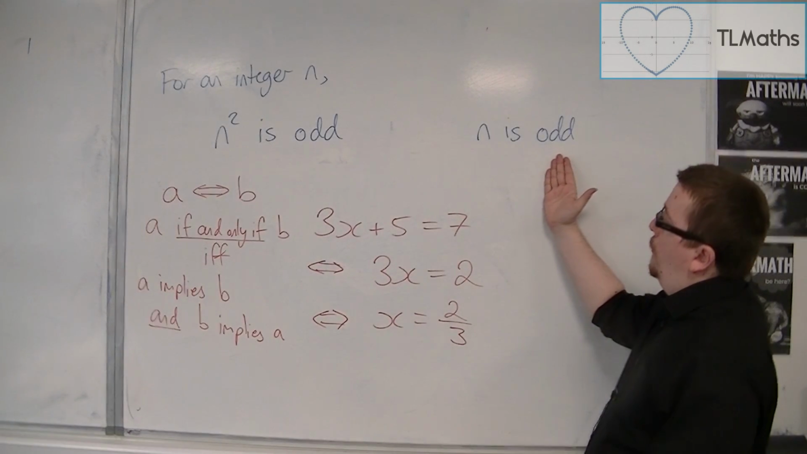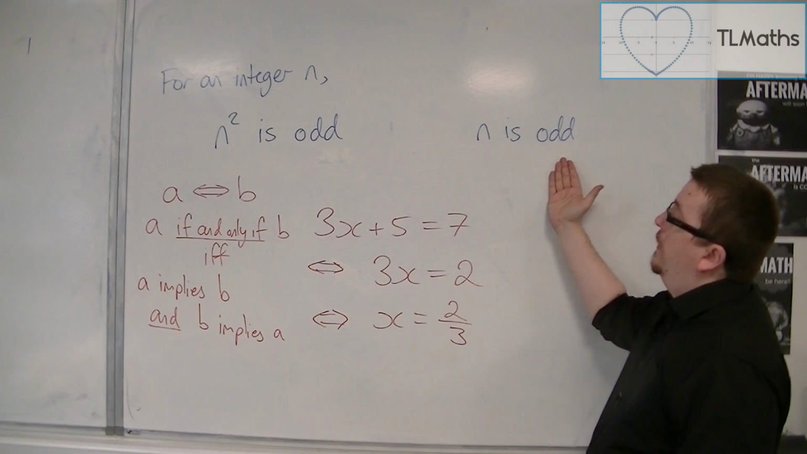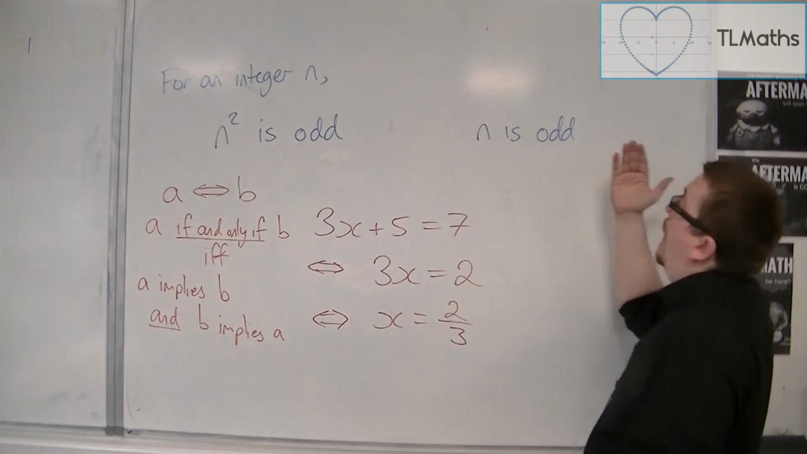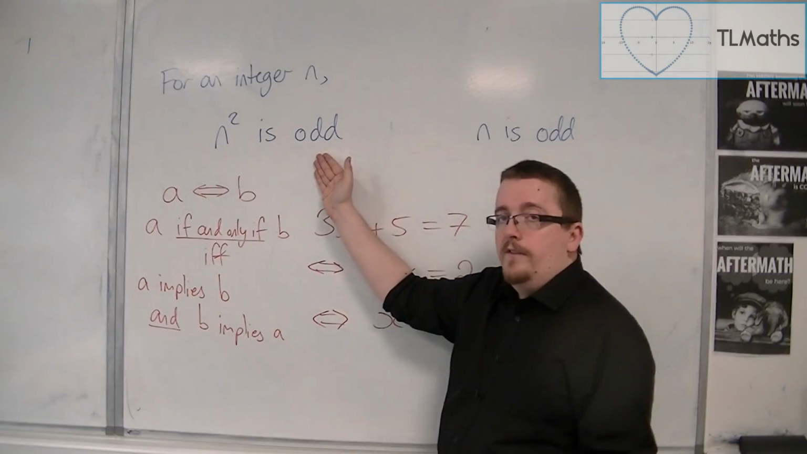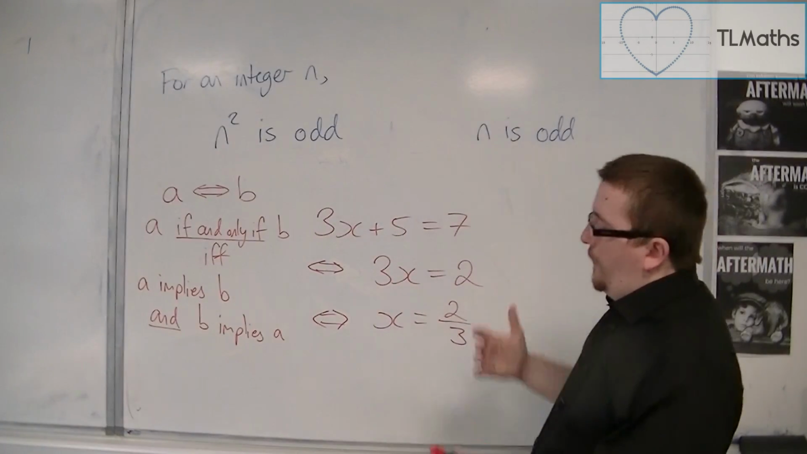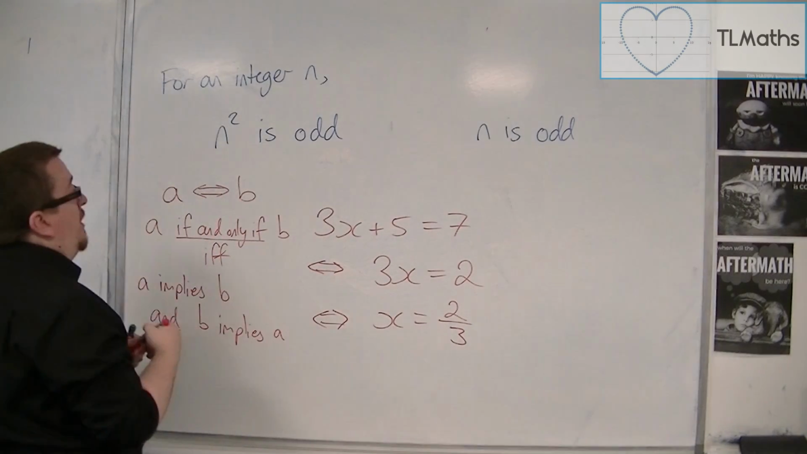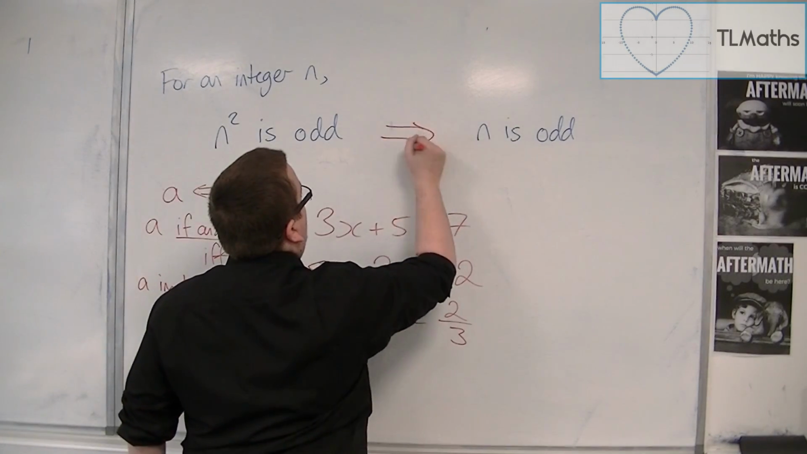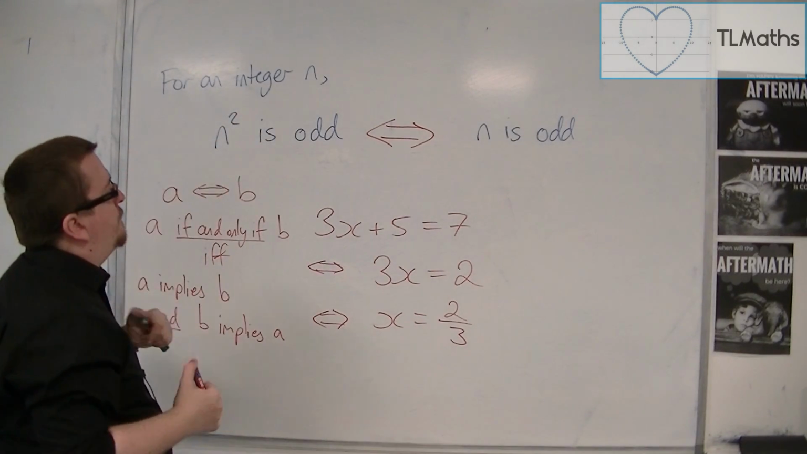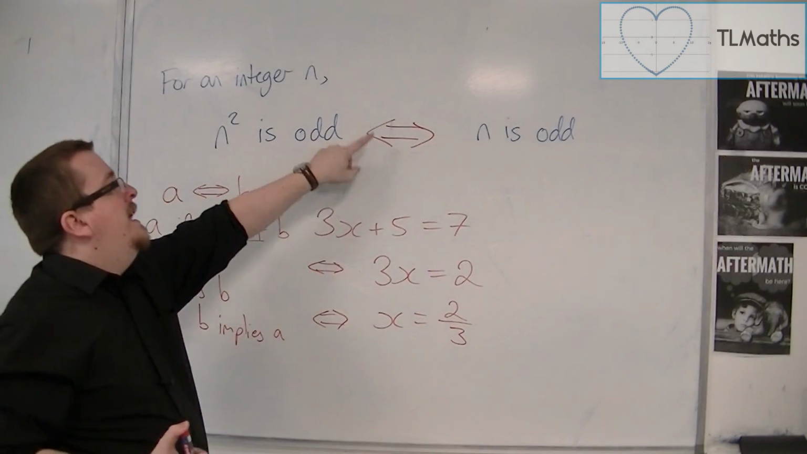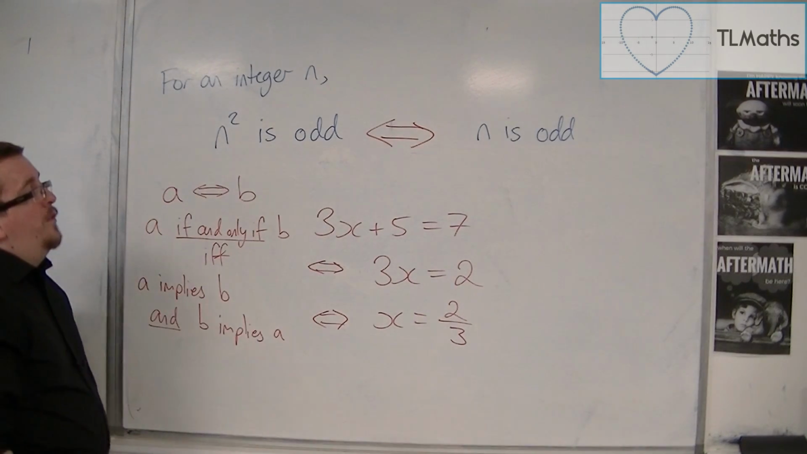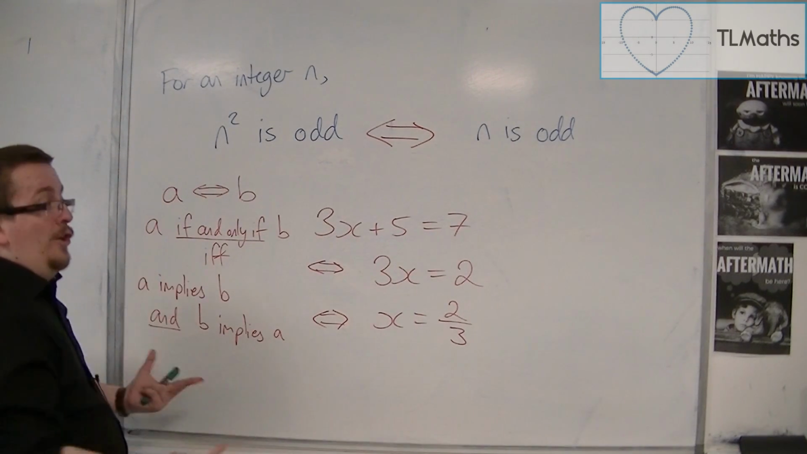Now if n is odd, okay, starting from here, so like 3, then n squared is 9. N is 5, n squared is 25. So it works in that direction as well. And so there is an equivalence here, so a logical equivalence. So in other words, for an integer n, n squared is odd if and only if n is odd. Okay? That is the statement that we have. And that is logical equivalence.